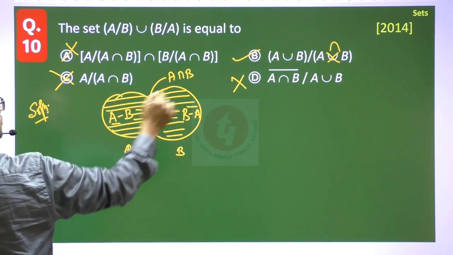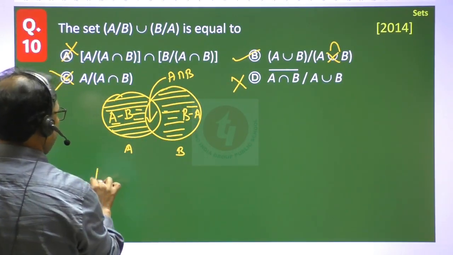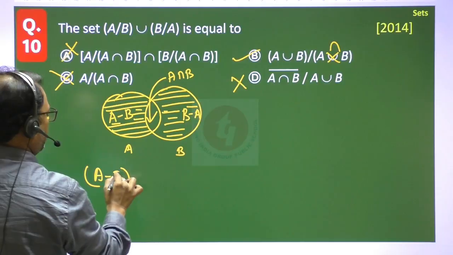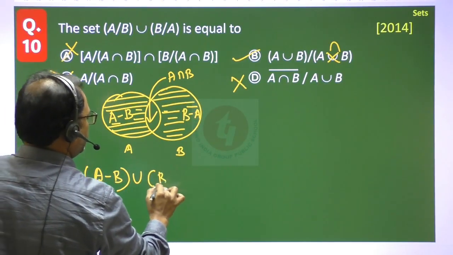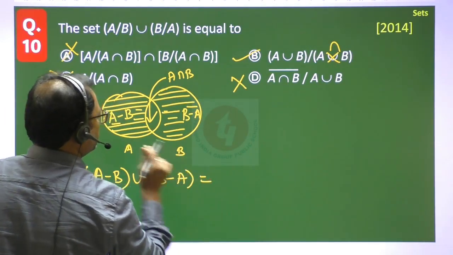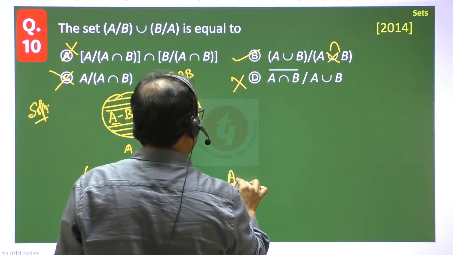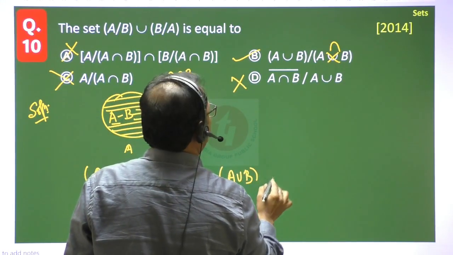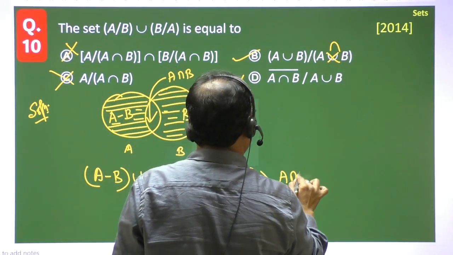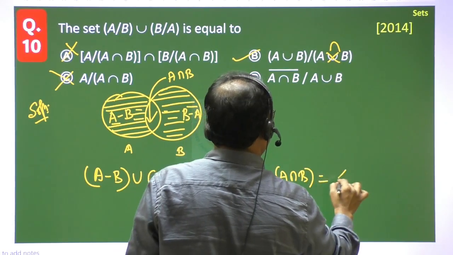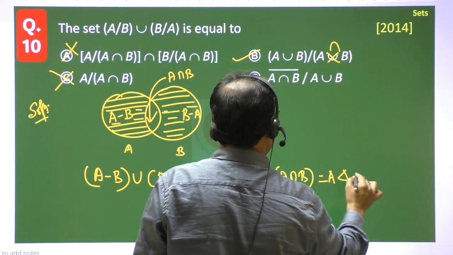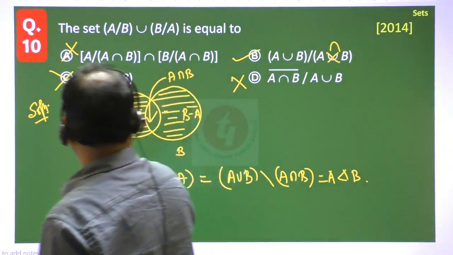Okay, now option B is the correct option, because A minus B union B minus A is A union B minus A intersection B, and it is also written as A symmetric difference B. Okay.